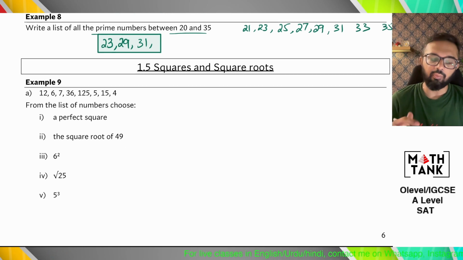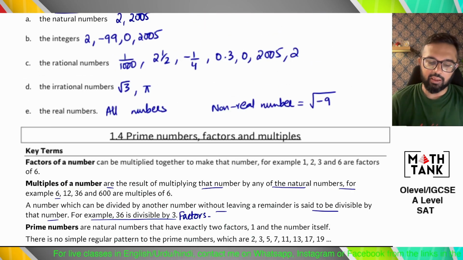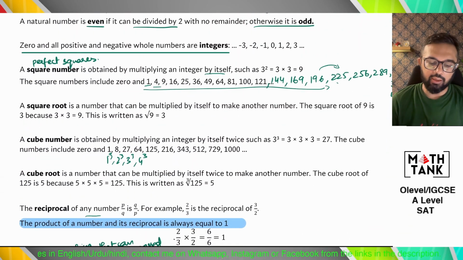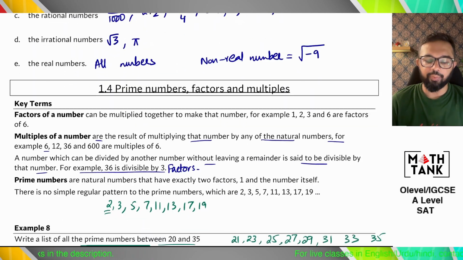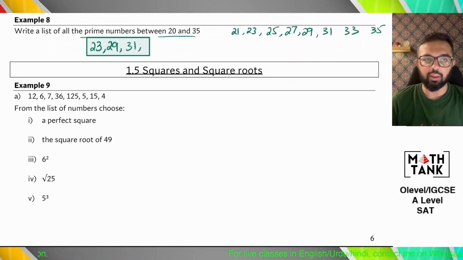Okay. What are squares and square roots? You studied previously that these are called squares and square roots. A square number or a perfect square is obtained by multiplying a number by itself. A square root is a number that can be multiplied by itself to make another number. Okay, so it's about putting a square root or not putting a square root. It says from the list of numbers, choose a perfect square. Okay, so you need to remember that list.